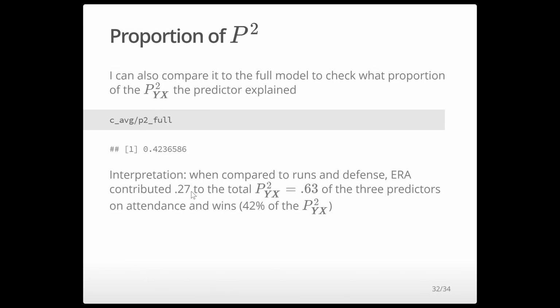And so I can also check the proportion of the contribution average from the full p squared, just like I did last week. So here the interpretation is that when compared to runs and defense, ERA contributed 0.27 to the total p squared of 0.63 of the three predictors on attendance and wins, and it was 42% of the total p squared.